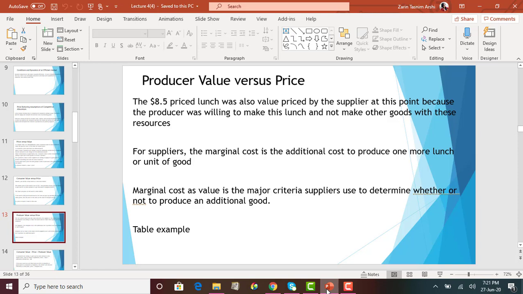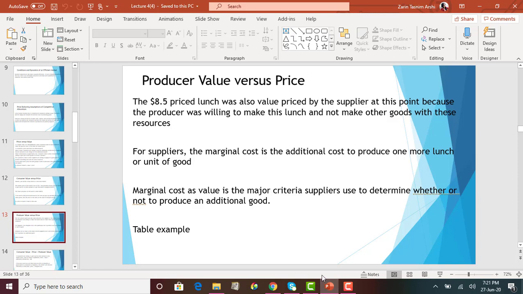Okay, they have not decided to make a sandwich, or a pizza, or a dessert item. So that is what it is. For suppliers, the marginal cost is the additional cost to produce one more lunch item or unit of good. As long as price is greater than marginal cost, they will produce the good. If marginal cost is greater than the price, then they are incurring losses and they will not produce the good.